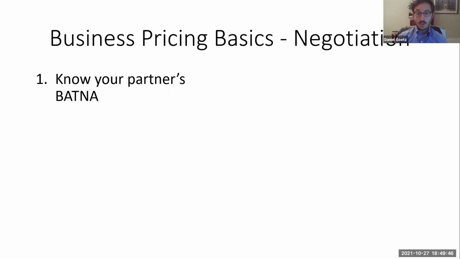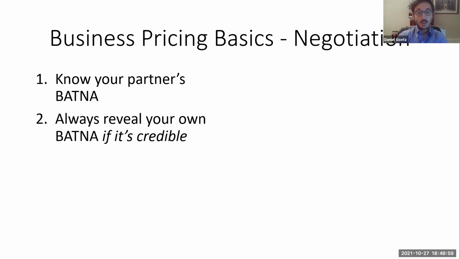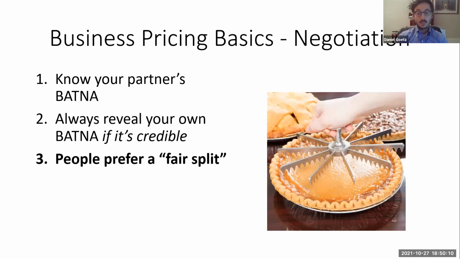So when you're negotiating, the important things are you want to know your partner's best alternative to a negotiated offer, because you don't want to try to take more than they're willing to give. You should always reveal your alternative if it's credible, right? If you have a really good alternative, you should say it. It's only going to strengthen your bargaining position. And behavioral wise, people even in business still prefer what feels like a fair split, right? So 50-50.